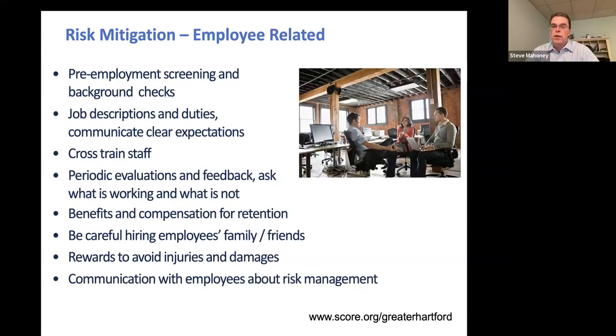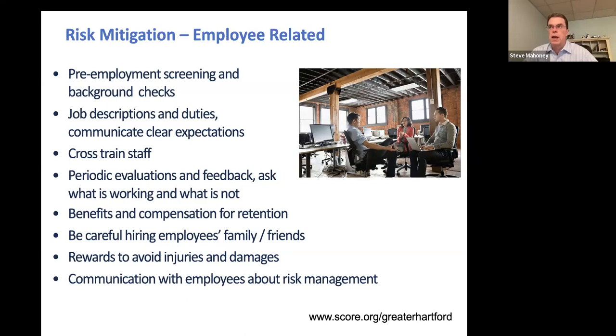All right, thinking about employee related. To the extent you've got employees in your business, here are some suggestions to mitigate any risks that could come up with that. You could think about background checks and pre-employment screening, making sure that you've got job descriptions and duties and communicate clear expectations to people when you hire them. This is probably the biggest issue that happens with employees having a hard time fitting in with their new role, is clearly understanding their role and their responsibilities.